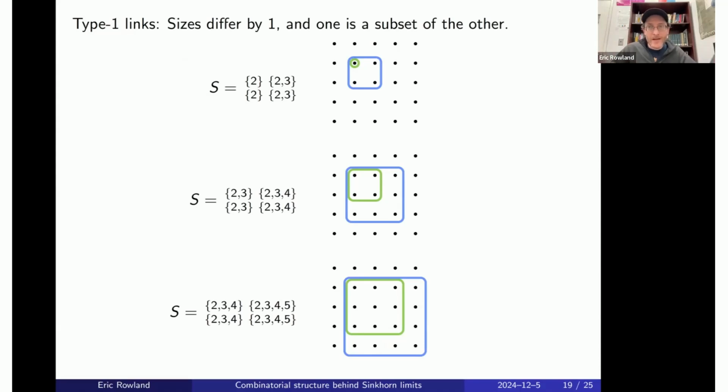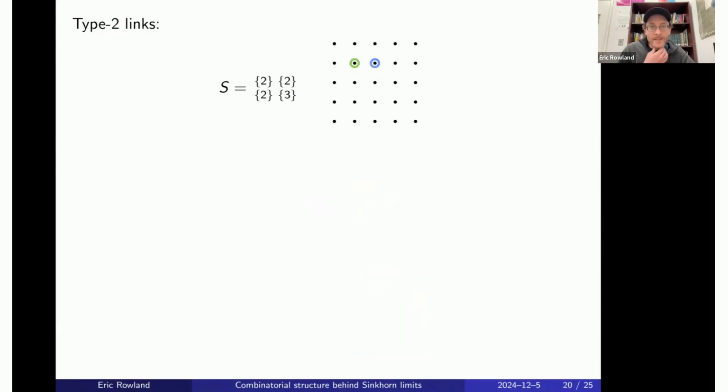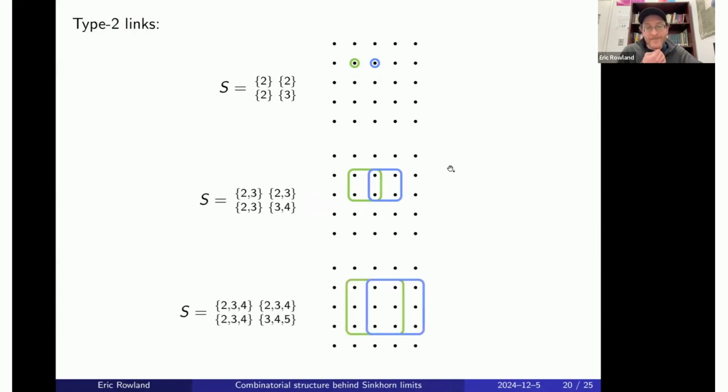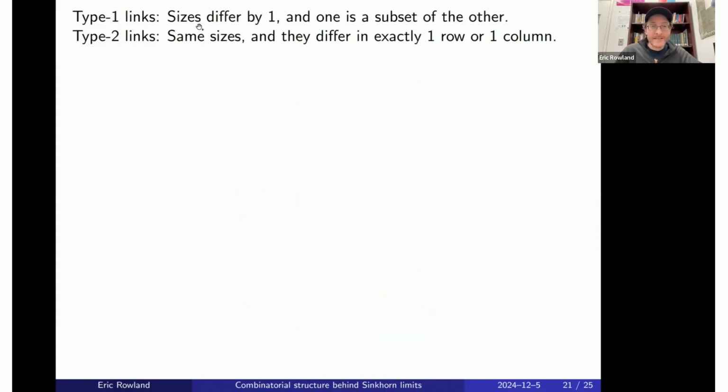And this is all empirical, right? We don't know why this is the rule, but this seems to be the rule. Type 2 links are things like this. Here are 2 1 by 1 minors that share a row but differ in their columns. These 2 by 2 minors also share their rows, and they have one common column, but one column that's not in common. These 3 by 3 minors share all their rows and share 2 columns, and they differ in 1. So the rule here is that the 2 minors have the same sizes and they differ in exactly 1 row or 1 column. So here are the 2 types of links. Either the sizes differ by 1 and one is a subset of the other, or the sizes are the same and they differ in exactly 1 row or column.